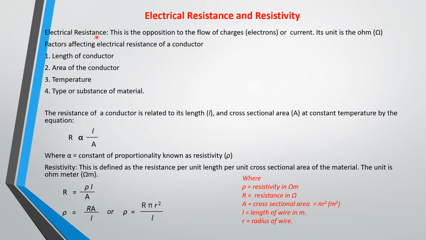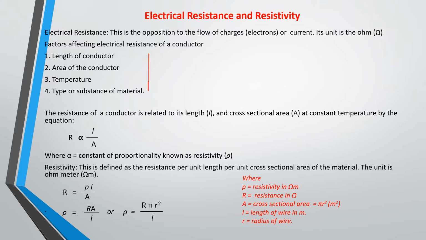Electrical resistance is the opposition to the flow of charge or current. The unit of resistance is the ohm, and there are some factors that affect the resistance of an electrical conductor. One of them is the length of the conductor, two is the area of the conductor, three temperature, and four type or substance of the material of the conductor. So basically these are the factors that affect the electrical resistance of a conductor.